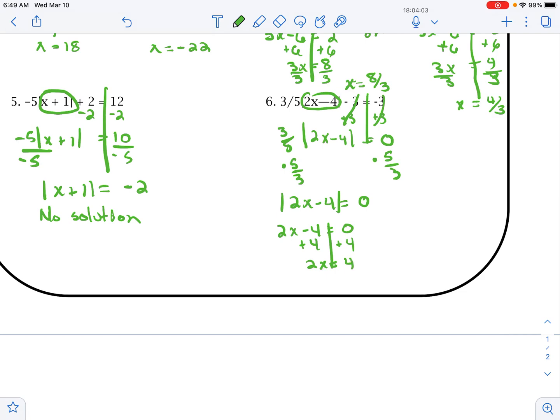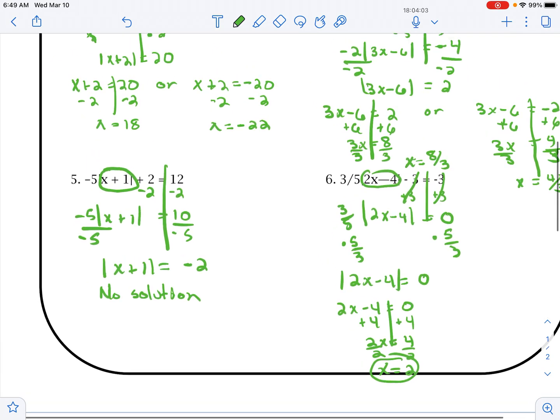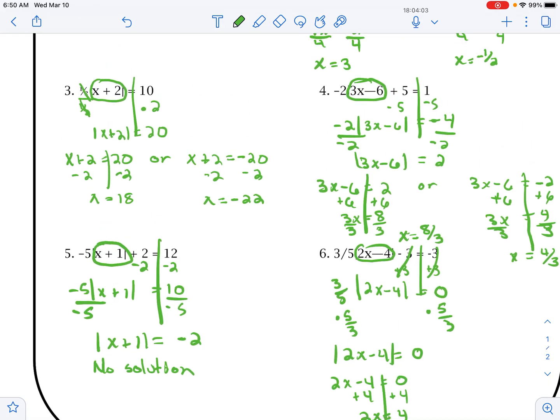So when you go through and you solve for these equations, there may be a case where you get just one x value. It may be no solution. Once you get your absolute value by itself, if it equals a negative, then it's no solution. Or you could have two solutions as you work through it. So just remember, isolate the absolute value.